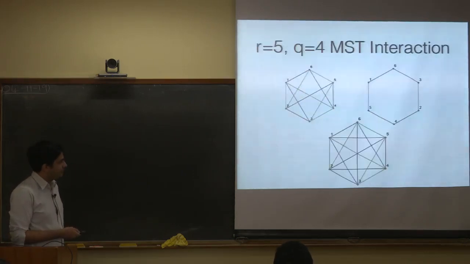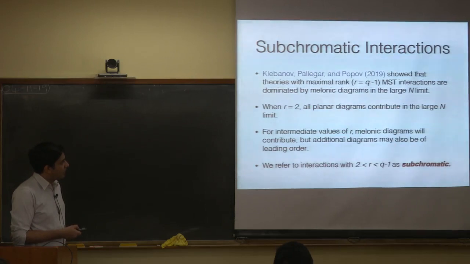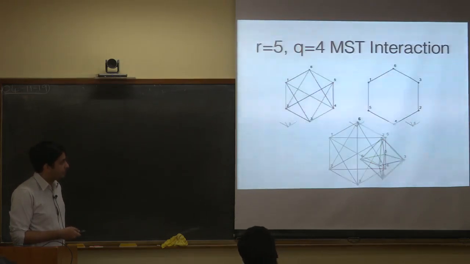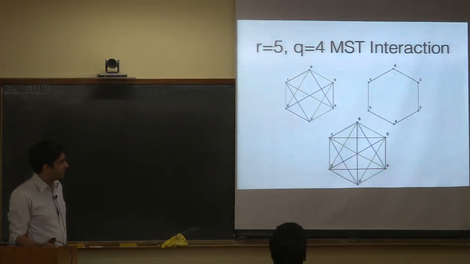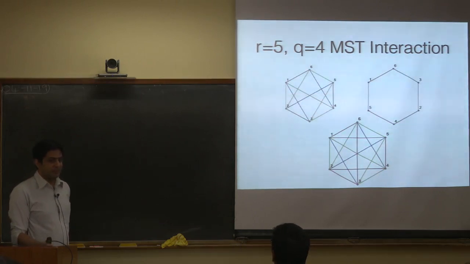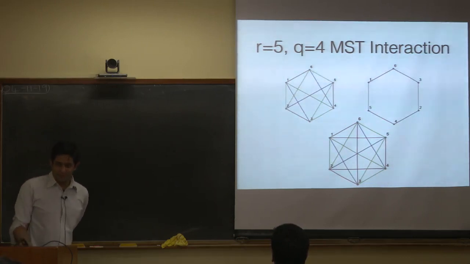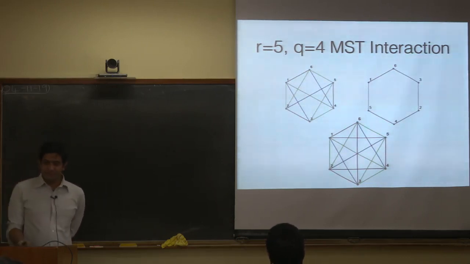Can you show that final diagram? Which one, this one? At some point you're connecting everything. Now everything is connected to everything else, but you can color the edges distinctly, one of each color, and all of the cycles you can make stay maximally single trace.